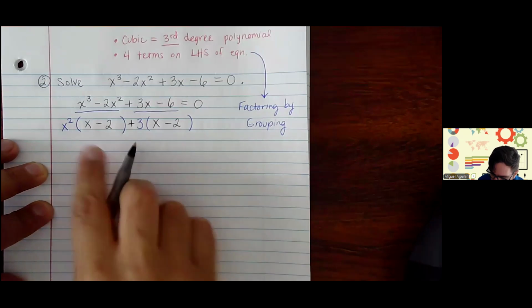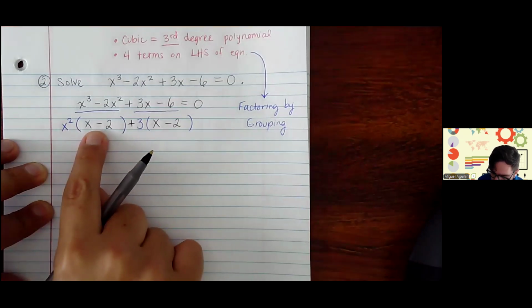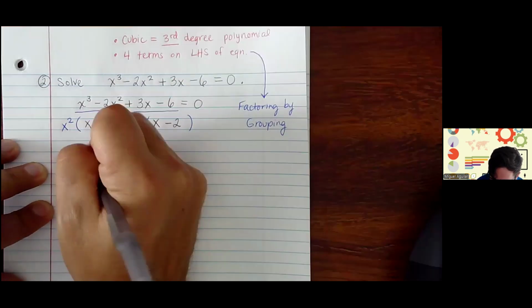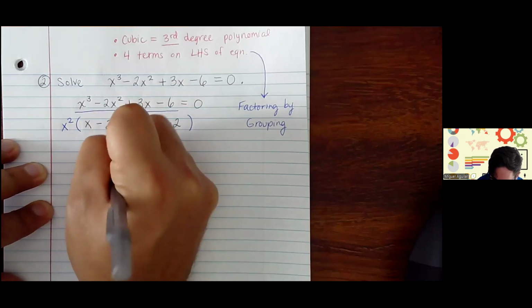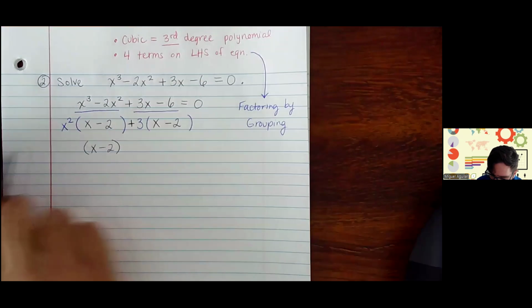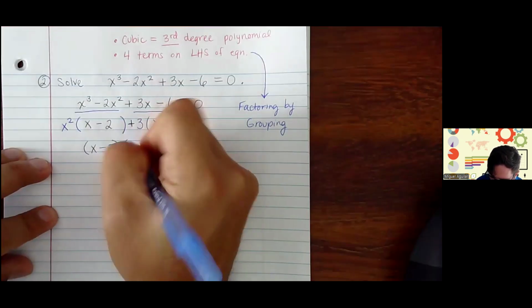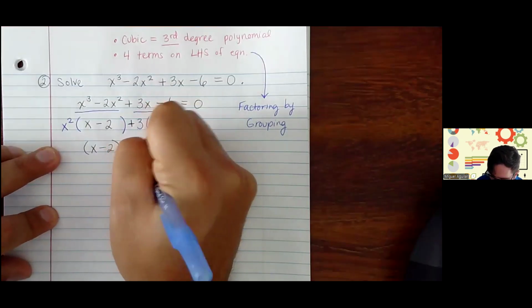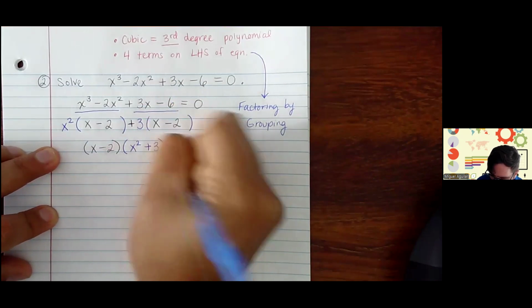Okay? And that's really nice because now the stuff that we have in parentheses is exactly the same. So that's going to be our next greatest common factor. We're going to factor out that binomial. And then the other factor that we're going to put in parentheses is x squared plus 3.